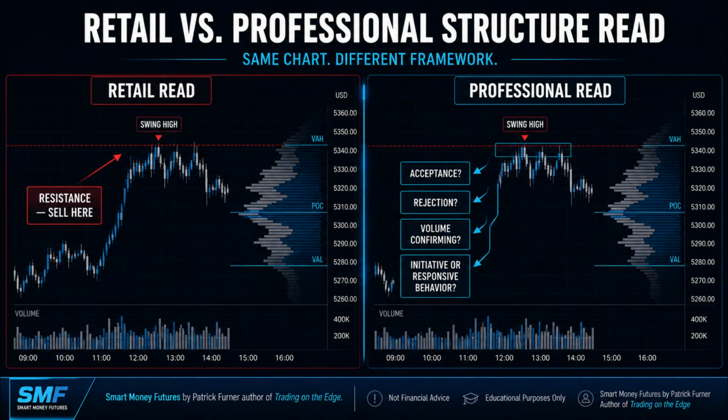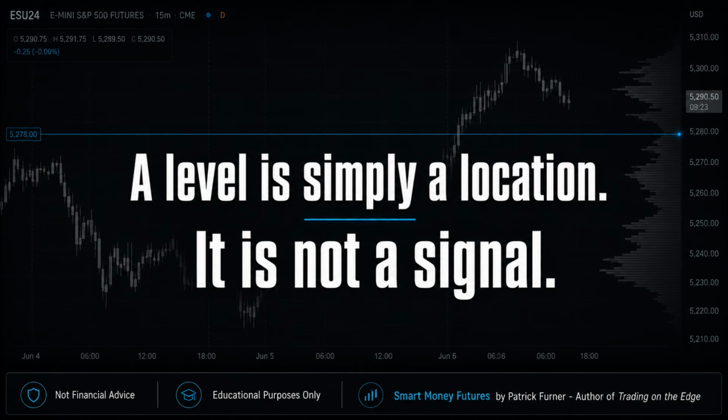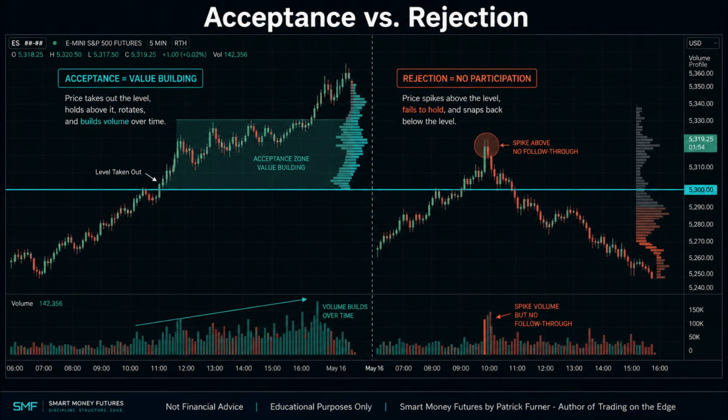A weak trader marks a swing high and says, that is resistance. If it comes back there, I will sell. A professional marks the same swing high and asks, when price returns to that location, is the auction showing initiative or responsive behavior? Is there volume confirming rejection? Is price accepting above this level, or is it failing to hold it? The same level, same chart, completely different framework. A level is simply a location. It is not a signal. The signal is what the auction does when it reaches that location. And reading that signal without prediction, without bias, and without deciding in advance what price is going to do is what this video is about.